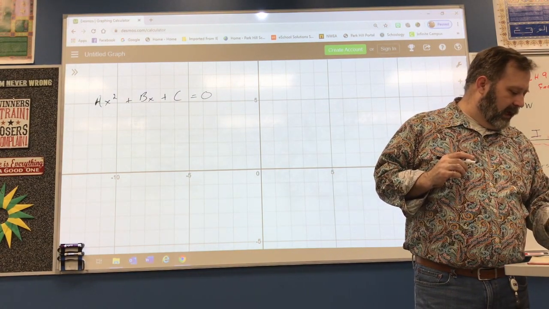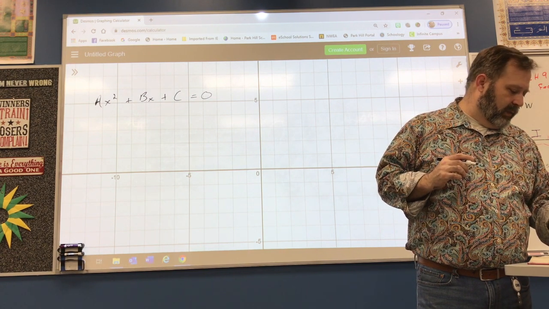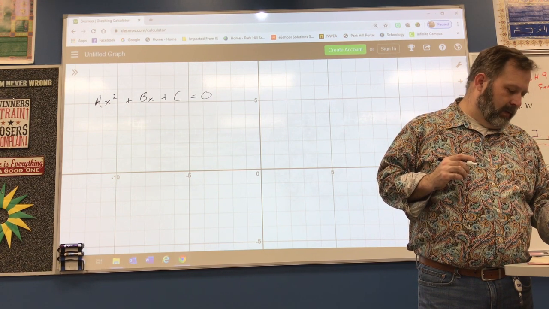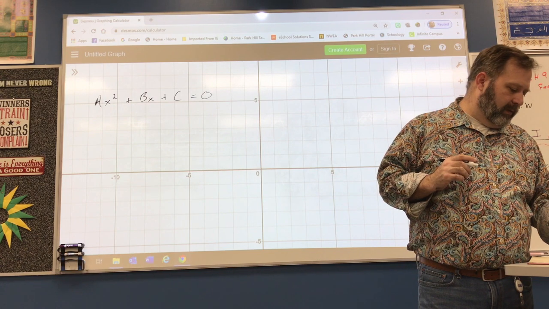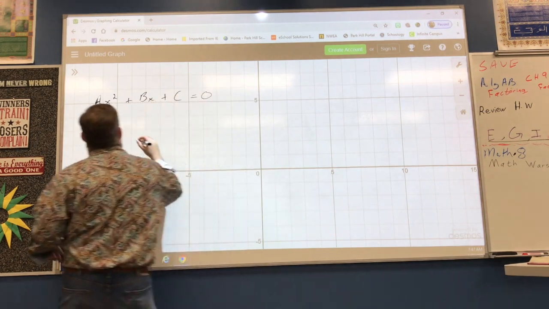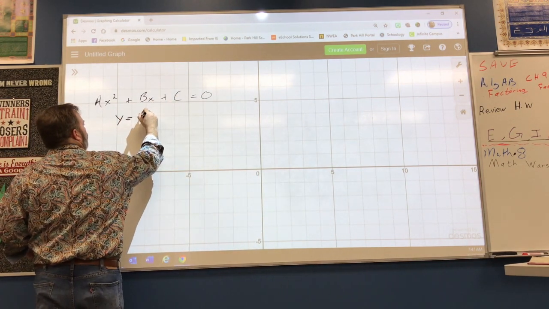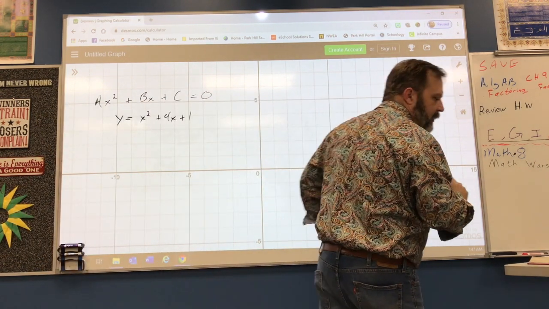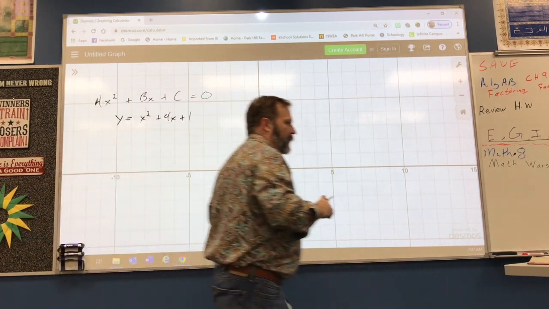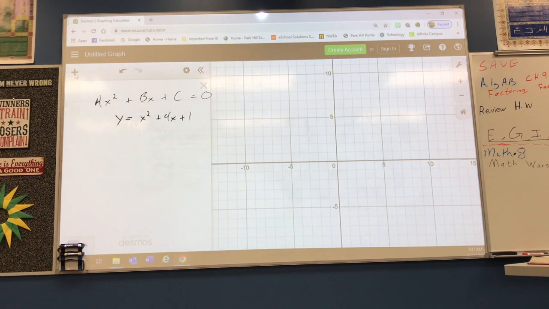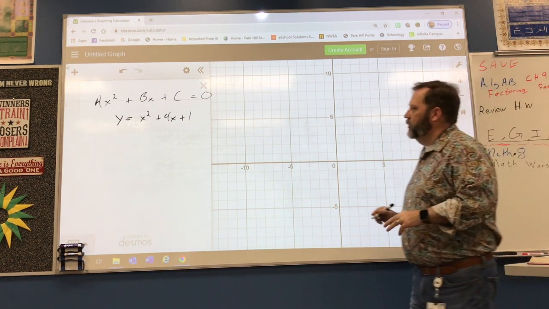So let's take a look at a pretty easy one to do. And I think what we're going to do is look at y equals x squared plus 4x plus 1. Double check, make sure I've got that right. Okay, so now let me make a little adjustment here. Give us a little bit more whiteboard space to work on. There we go. Perfect. And our graph looks good, so we're in good shape there.